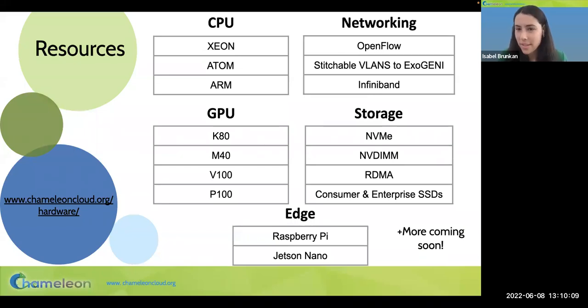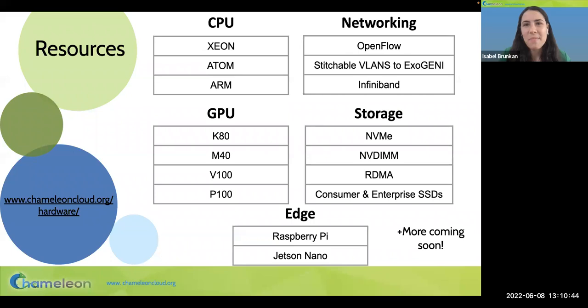So if there's any specific resource or device that would be useful for your research, just send us a note and we'll see if we can collaborate to get that for you. The link on the screen there, chameleoncloud.org/hardware, will take you to our hardware browser, where you'll be able to explore all of the resources that we have, as well as hardware specifics, such as the model or the clock speed, as well as filter for specific criteria. And we'll poke around that web page in a little bit as well, so you'll get more familiar with it.